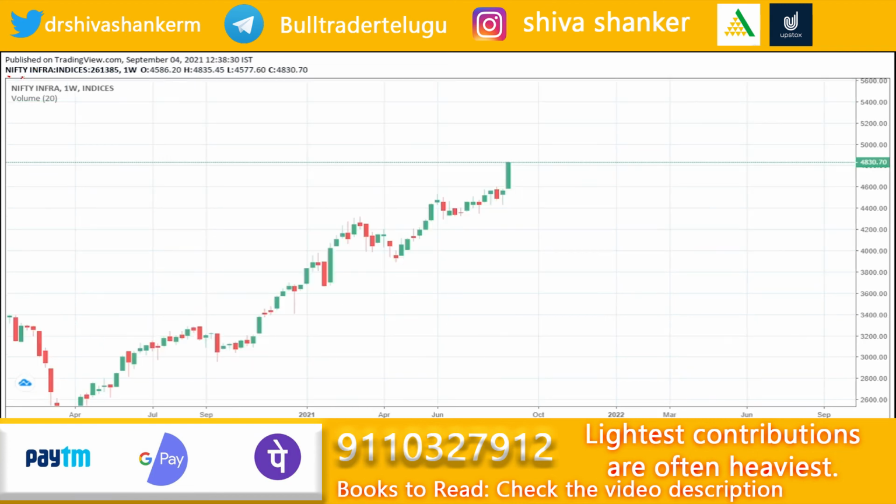And coming to the Nifty Infra, it is at its all-time high, and recently it formed a rising wedge pattern, and it has come out of this rising wedge pattern, and it is at an all-time high. So I'm expecting a flat market in the upcoming week, or we can expect a small pullback. So hold your positions accordingly in this Nifty Infra.